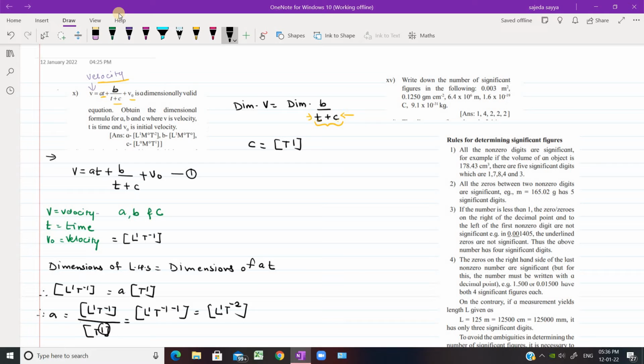Now, to find the dimensions of b, let us again take into consideration this equation. We have the dimensions of c, therefore it will be L1 t raised to minus 1 on the LHS, equals dimensions of b upon t plus t. You cannot write it as 2t because we are writing dimensions, just like 2 meter per second plus 5 meter per second, that will be 7 meter per second.